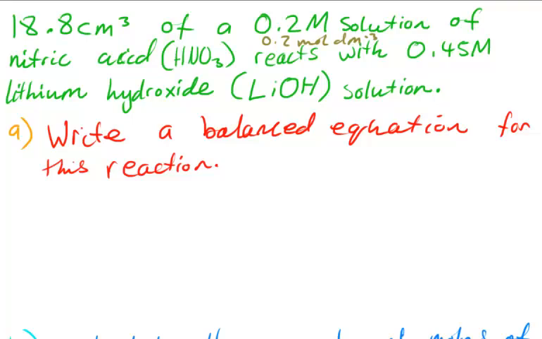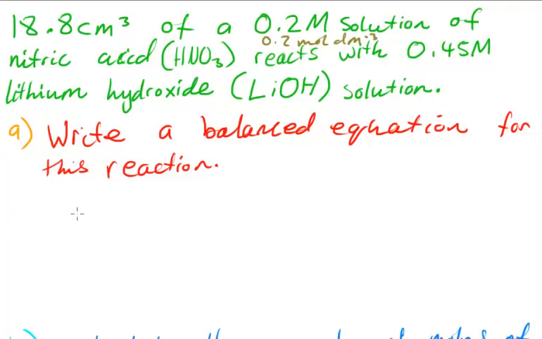These are both strong. This is a strong acid and this is a strong alkali. So this reaction is going to have a 1-to-1 molar ratio. So basically, what that means is for every 1 mole of HNO3, to neutralize it, we're going to need 1 mole of lithium hydroxide. So the balanced equation for this would be, and I'll do different colors for the acid and the base, I'll use blue for the acid and I'll use green for the base.